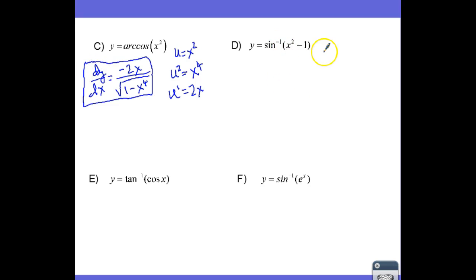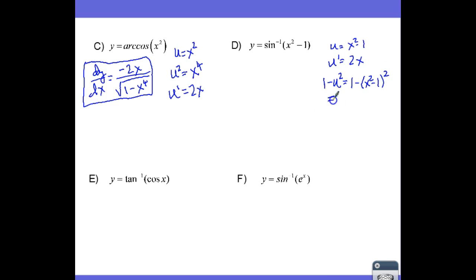Let's take a look at example D. So there's a little bit of work that we can do here. u is going to be equal to x squared minus 1. u prime, by the power rule, is going to be 2x. 1 minus u squared, let's go ahead and find that.